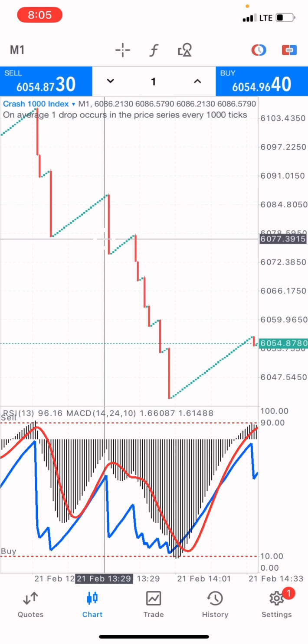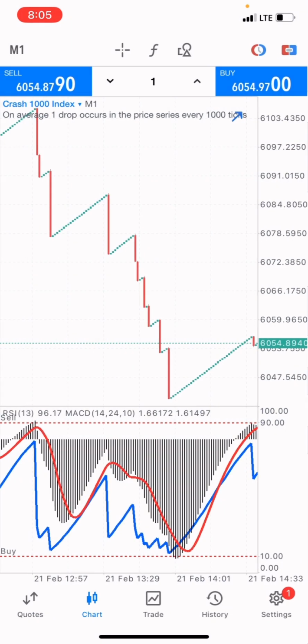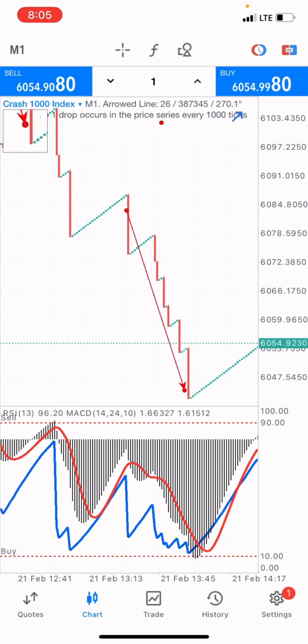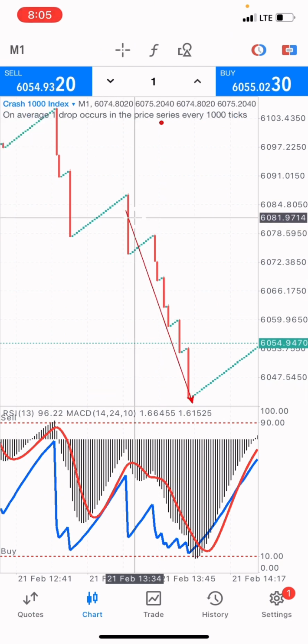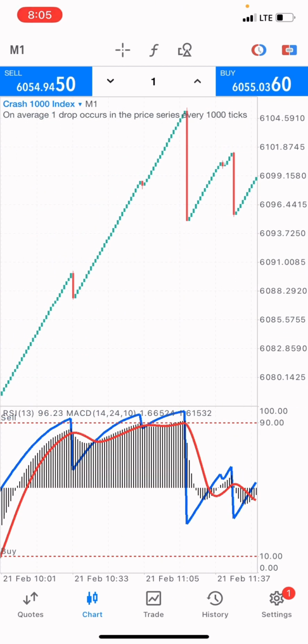Just as you see right here, the spike came downwards from this point to this point, and you can see that the spike came through into the market. All right, so it's a good opportunity for you to trade the market.